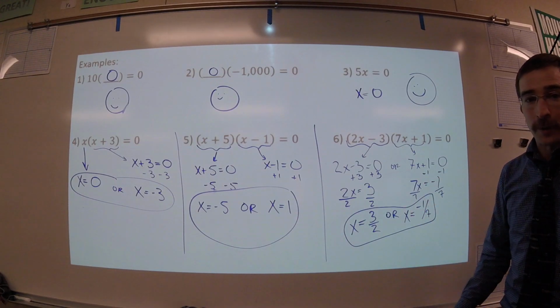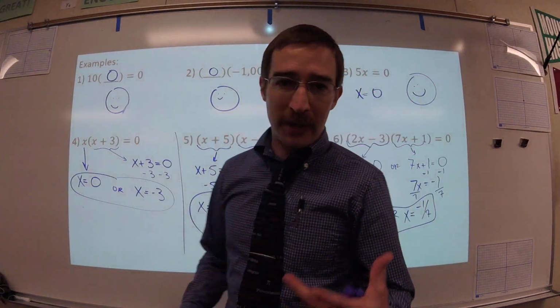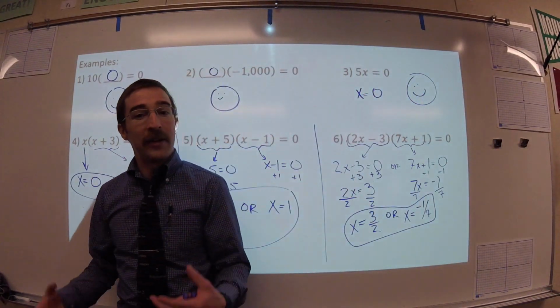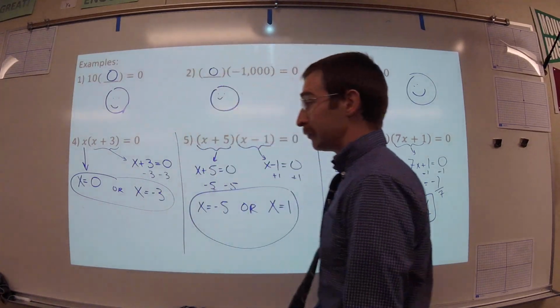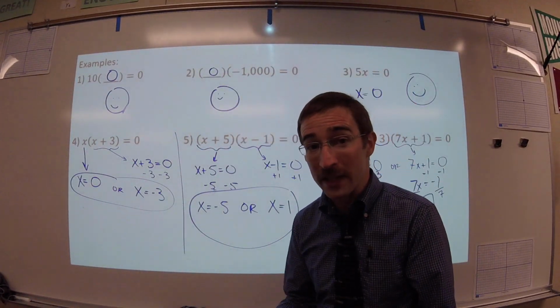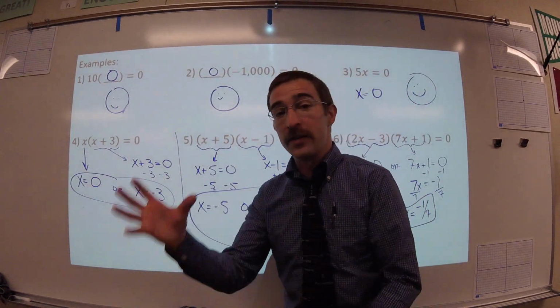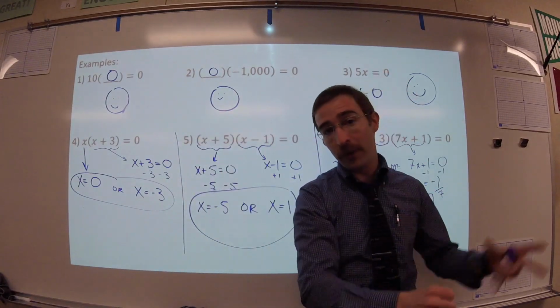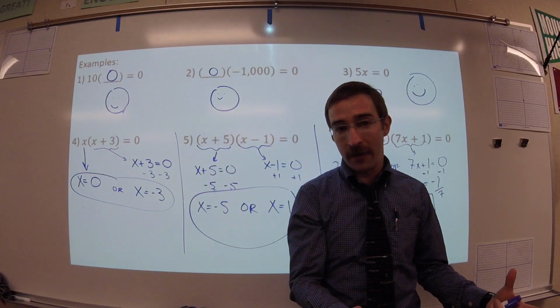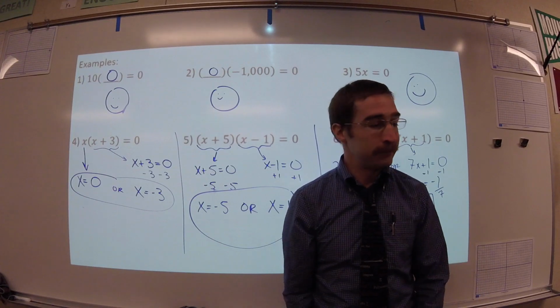That is the zero product property. It is a very, very simple but very powerful idea that if you have two things multiplied equal to 0, you just take, or if you have more than two things, if I had like 5 things multiplied equals 0, you just take each thing that's being multiplied, set it equal to 0, and you'll get that many answers.